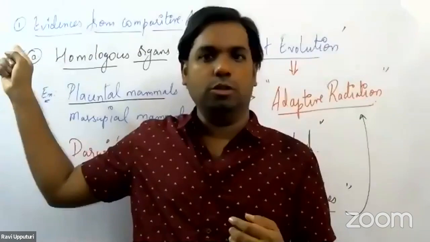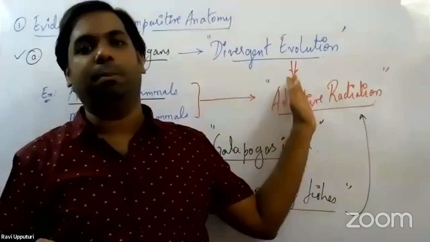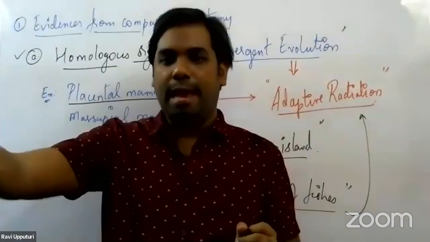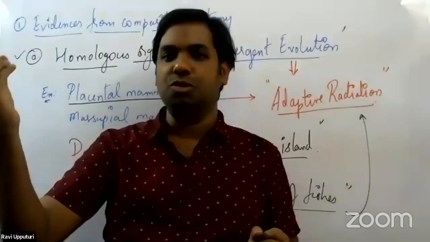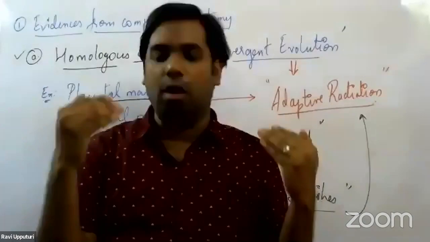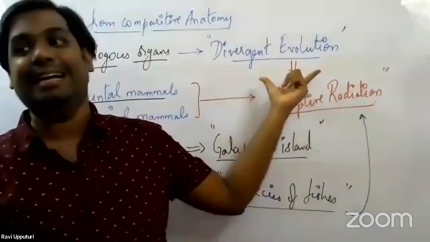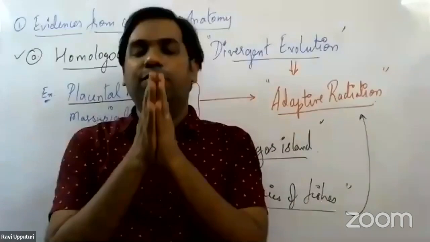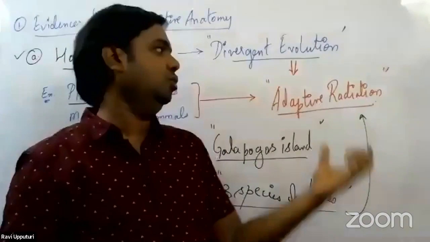So what does divergent evolution mean? If there is a group of organisms in a particular habitat, and one organism migrates to another habitat, and in that habitat, due to some environmental conditions, it undergoes some adaptations, as a result of which it leads to the evolution of a new species, that type of evolution we start calling divergent evolution. Things you need to remember: homologous organs would always lead to divergent evolution. So in a particular habitat, if there is more than one divergent evolution happening, we start calling that process or mechanism adaptive radiation.